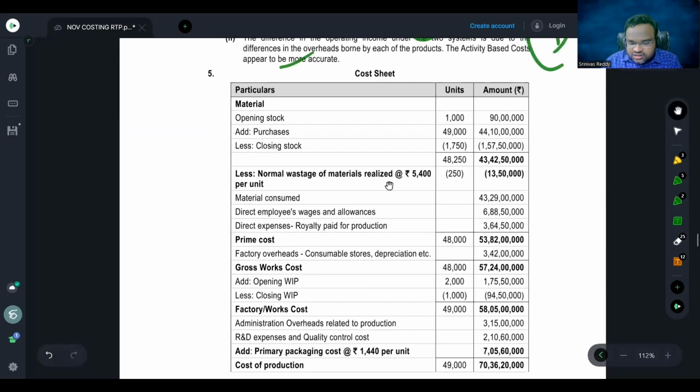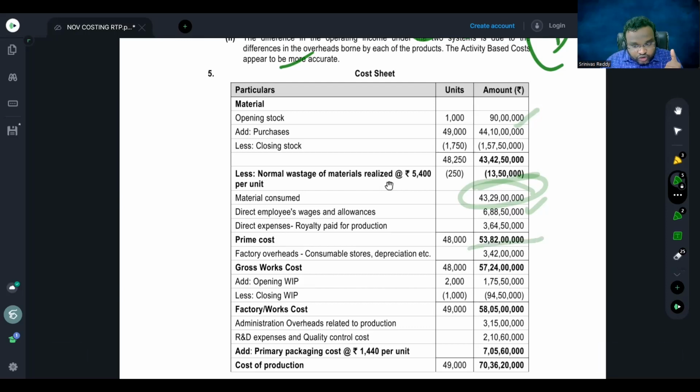So materials, 90 lakhs plus purchase and closing stock. So normal wastage value we have reduced, then you'll get the material consumed. For this, you add direct labor cost, plus direct expenses, which is royalty paid for production, a part of direct expense. You'll be arriving at the prime cost.